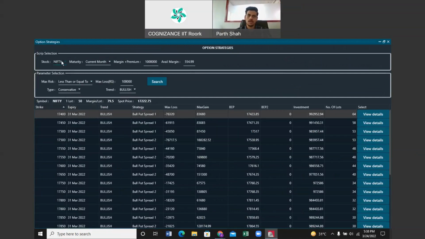So if you want, you have selected the script as Nifty, and you are selecting maturity as current month. Say my margin is 10 lakh rupees and available margin is this. The max risk I'm willing to take is less than or equal to say 1 lakh rupees, which is 10% of it. And my type is conservative. You can have the moderate or high risk strategy as well. And the trend I'm looking at Nifty is bullish. I think that Nifty will perform very well in few days.